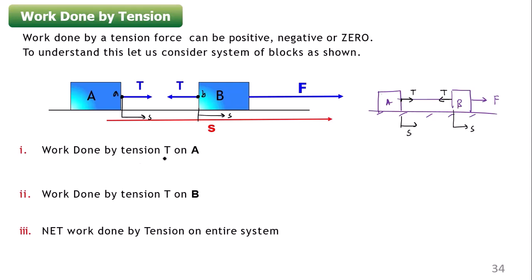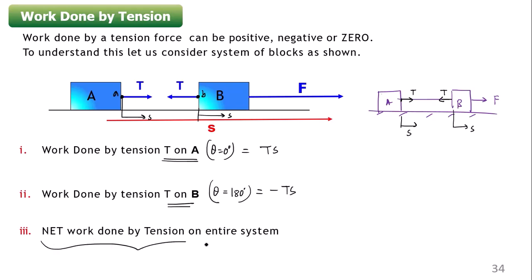So work done by tension on A. For A, theta is how much? Theta is 0 degree because both tension and displacement are in the same direction. So the answer should be T into S. On B, theta becomes 180 degree. Why? Because T is on the left side and S is on the right side. So the work is minus TS. So if I calculate the net work done, that is 0. One number is positive, another is negative, but if I add these two, it becomes 0.